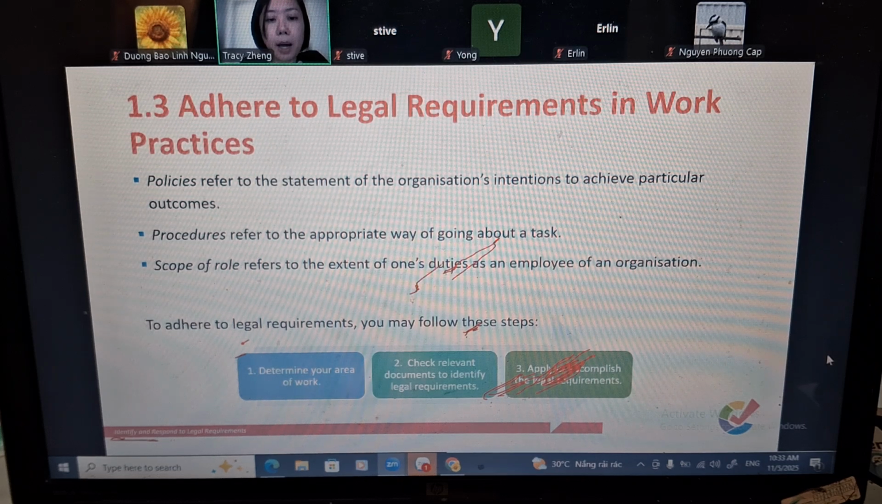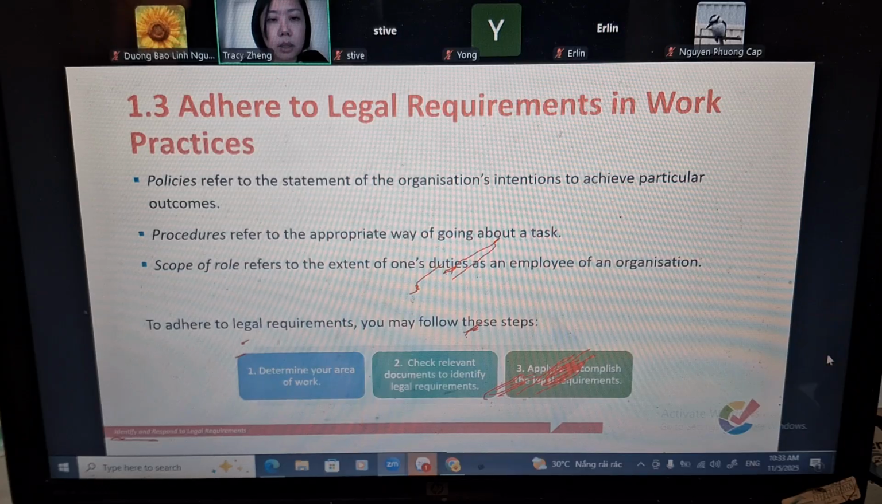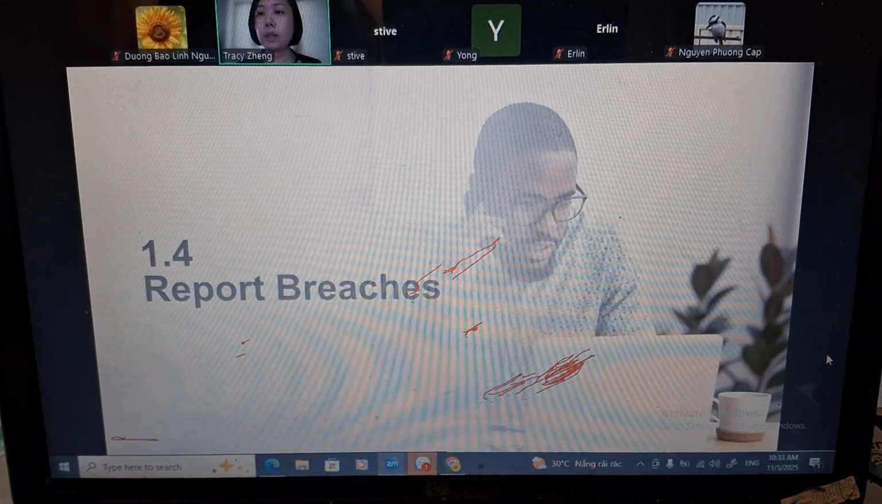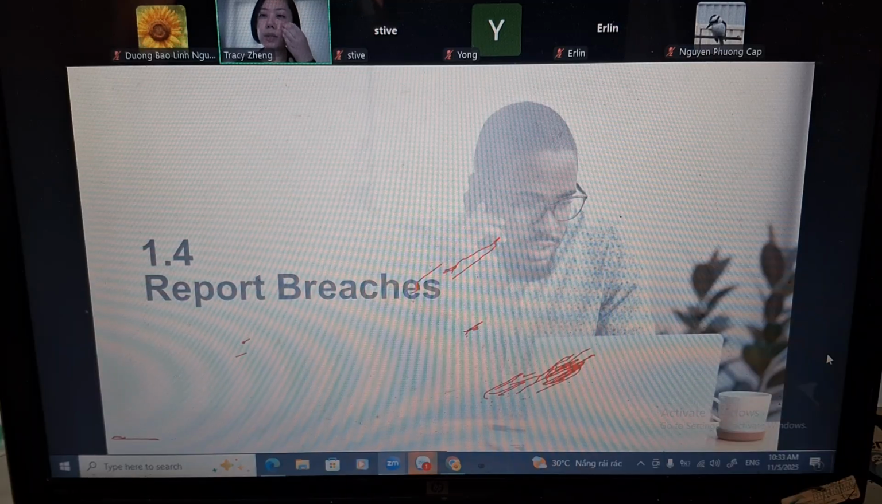And the following part is about how we report breaches. If you remember the scenario, the activity we did about Martin. So let's say Martin is already employed by the organization, and he identifies some breaches. What does he need to do? Right. This is what we're going to show you.